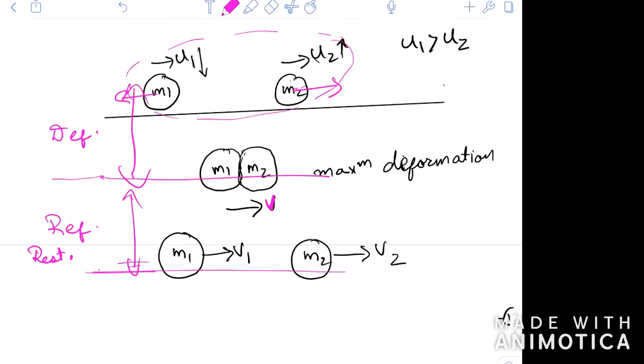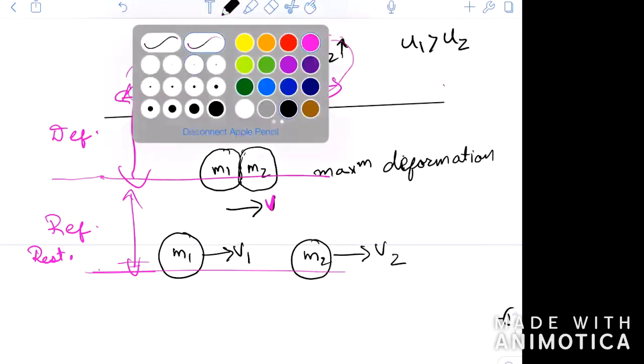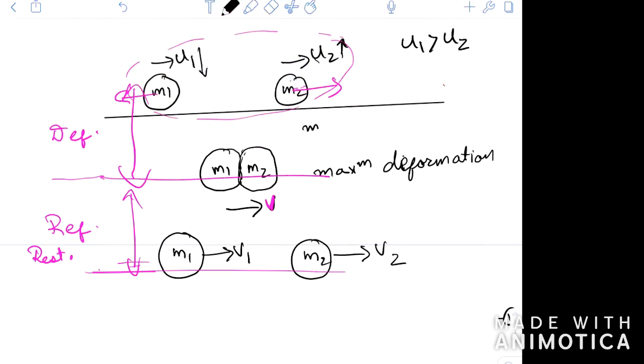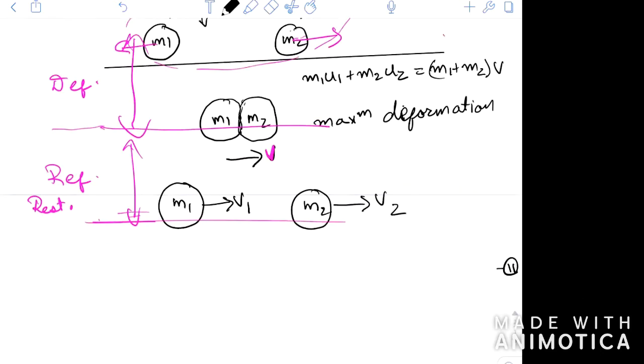So if you want to find v, you can find it this way: m1 u1 plus m2 u2, this is the initial momentum, will be equal to (m1 plus m2) times v. Then similarly, m1 v1 plus m2 v2 will also be equal to (m1 plus m2) times v.